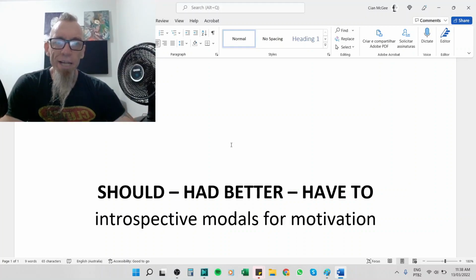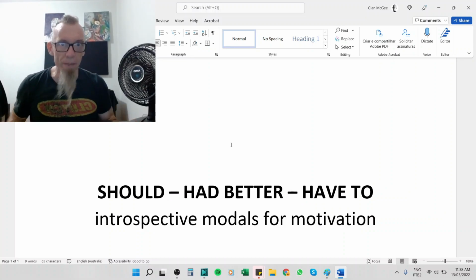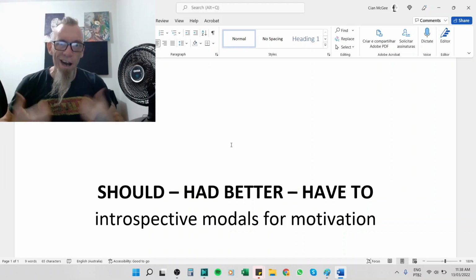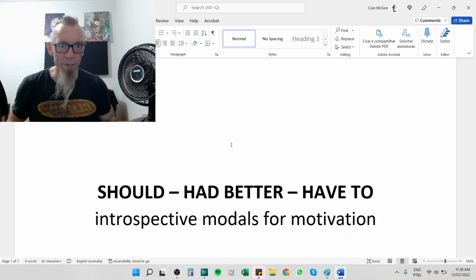Okay, in today's class, we're going to look at three modals in particular: should, had better, and have to. We're going to look at the difference between the three modals for introspection. By introspection, we mean I should, I had better, or I have to, and how these three modals specifically are used to motivate us into taking action.